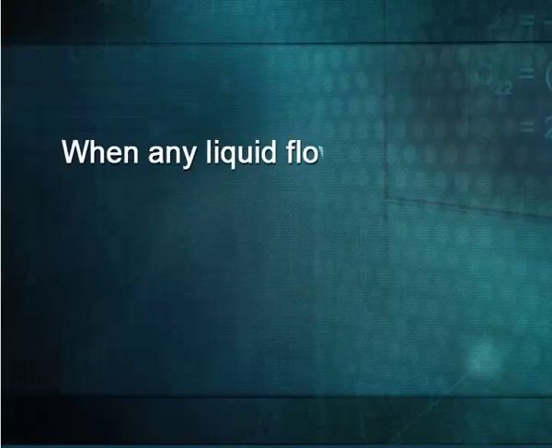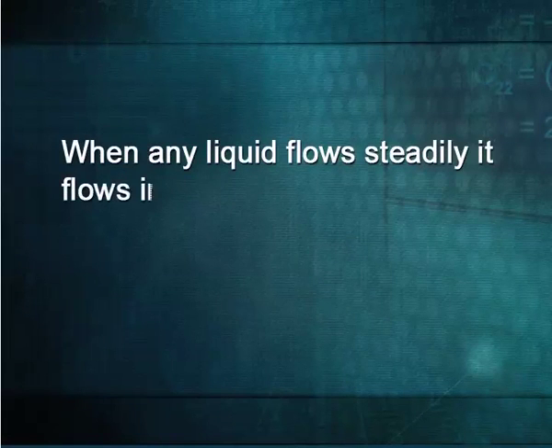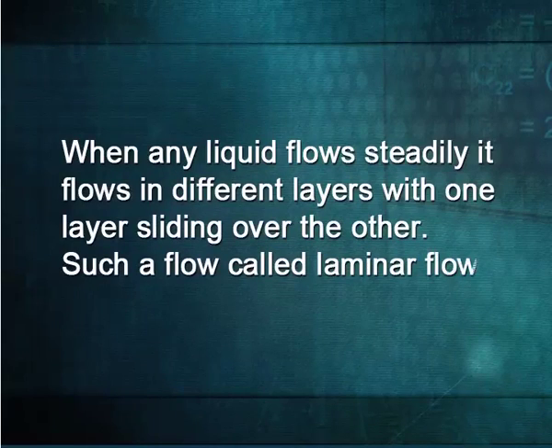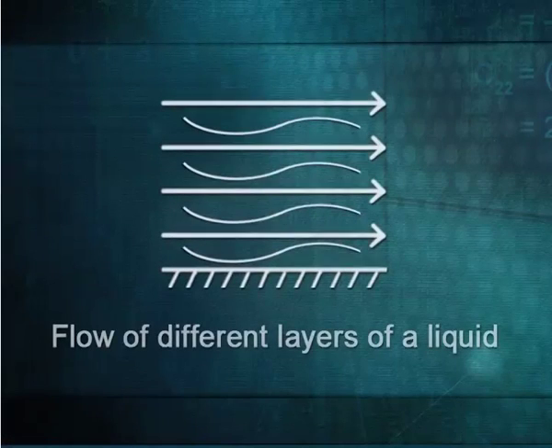When any liquid flows steadily, it flows in different layers, with one layer sliding over the other. Such a flow is called laminar flow. So students, look at the figure. It is called laminar flow, having different layers of a liquid. Due to intermolecular forces of attraction, each layer experiences a force of friction from its adjacent layer.